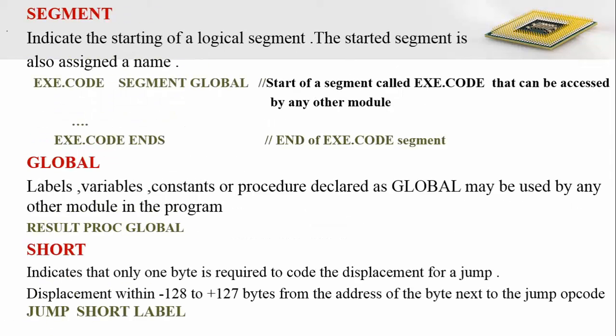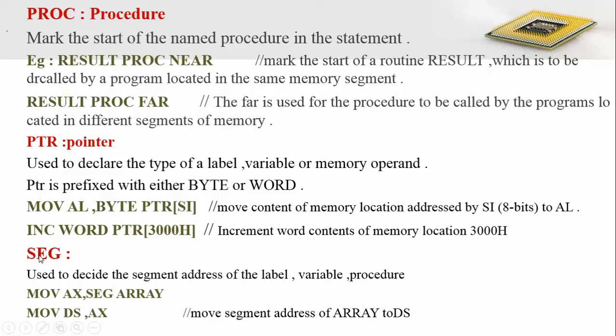Next is about SEG. This is used to get the segment address of a variable or a procedure or some label, just for taking the segment address. Segment address means the segment in which the variable, the procedure or the label is present. Using SEG, we can take the segment address.